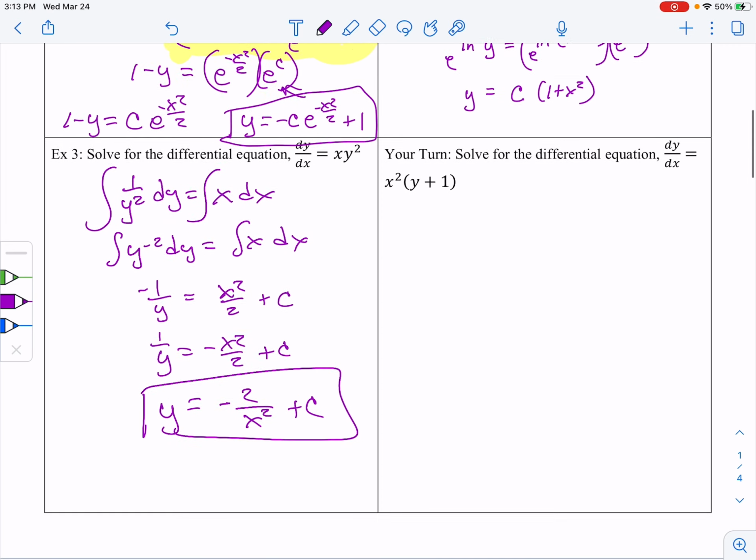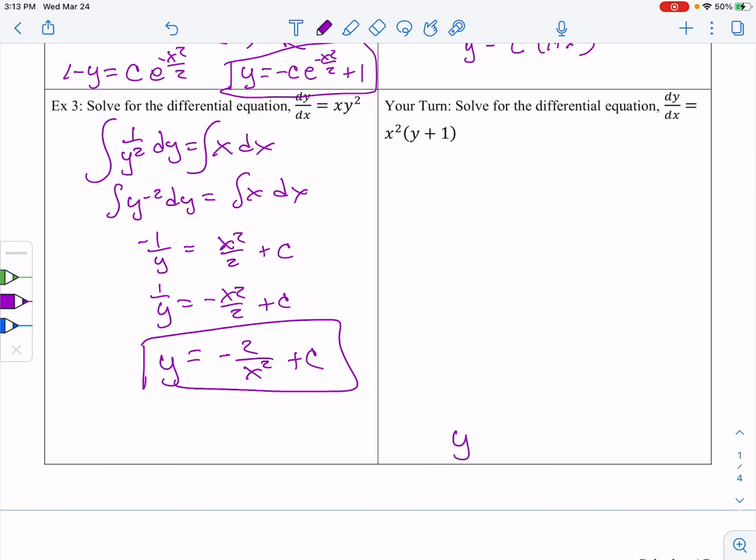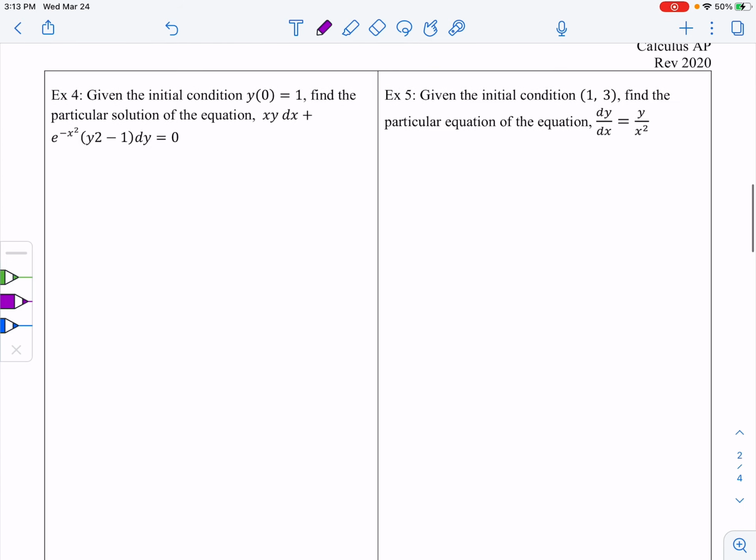Okay, the answer to this one is y equals c e to the x cubed over 3 minus 1. So make sure you see if you can get that answer. All right, this time they give us initial conditions. This one gets messy, and this should have been a y squared, not a y2, okay? So fix that.